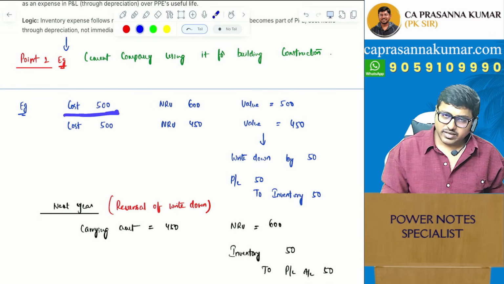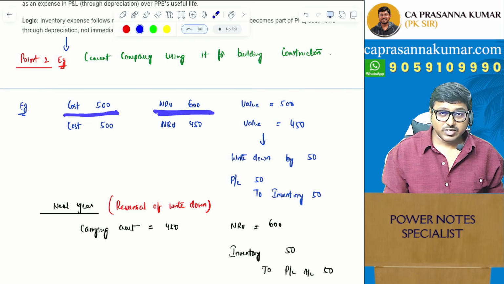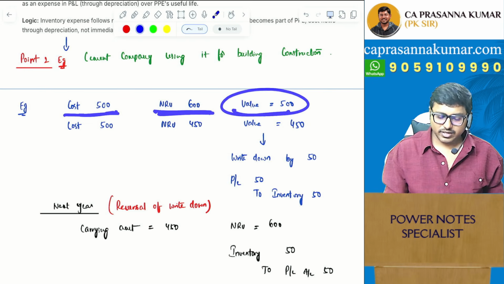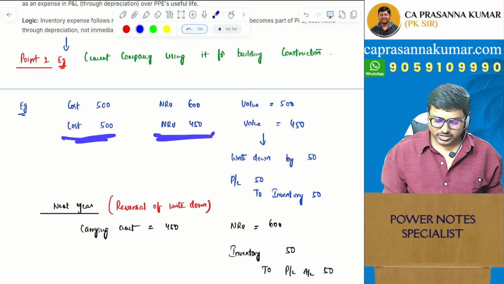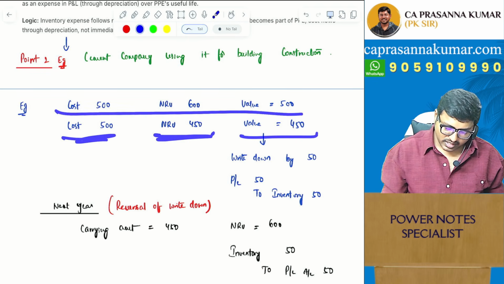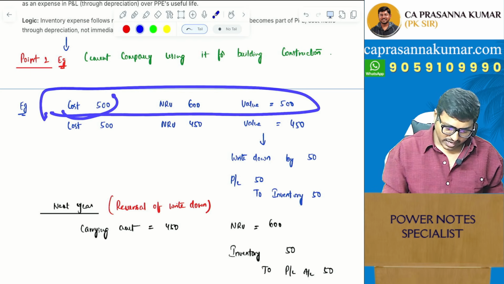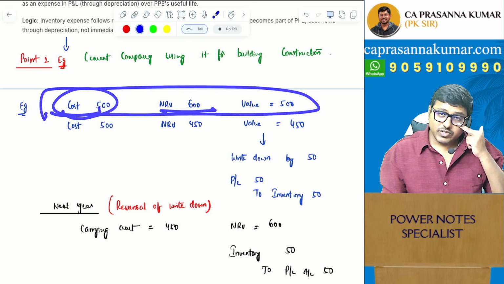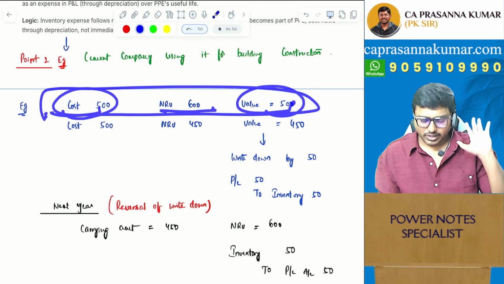Let's say cost is 500, NRV is 600. What is the rule? Cost or NRV, whichever is less, is the value of the inventory. So it will be 500. Let's say cost is 500, NRV is 450. Cost or NRV, whichever is less, it is 450. In the first case, will you do write down? No, because your value of the inventory is 500. NRV is more than that. Therefore, the value should be 500 only. Therefore, there is no question of writing down.